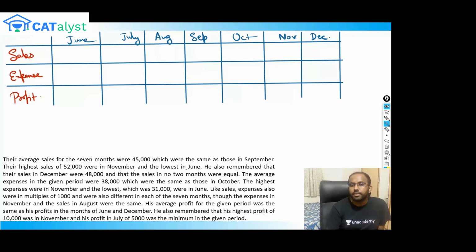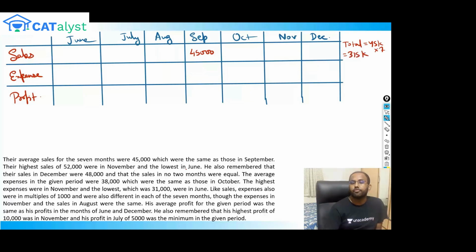Now you can see here, just try to see this point. Again, we'll read the puzzle only once. Average sales for the 7 months were 45,000, which was the same as in September. So I'll note here that September sales was 45,000, and it was also the average sales for 7 months. That means what is the total sales, guys? Total sales is 45,000 into 7. That is equal to what?